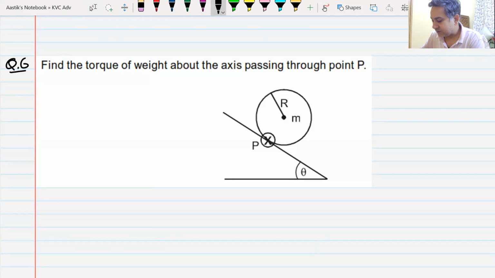Question number 6 or 7. You have to find the torque of weight about an axis passing through P. Now remember, which is this axis? Whenever I say torque of a force about a point, it's about an axis which passes through the point P and is perpendicular to force and R. In this case, that axis would be passing through point P and into the board or out of the board. Do we understand? Yes, sir. How can you find out the torque of weight?